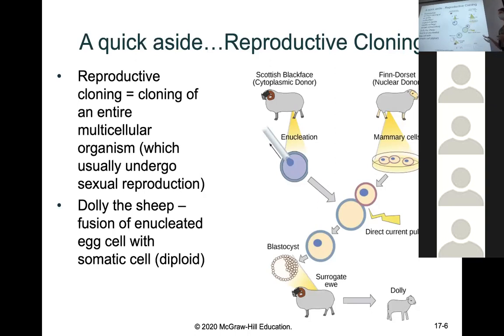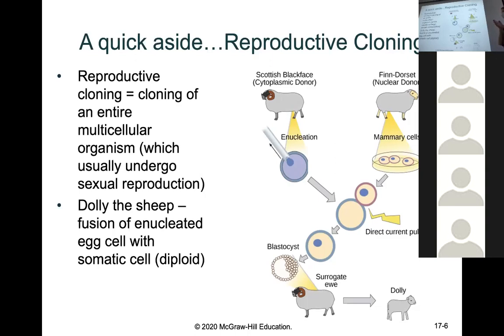Reproductive cloning involves the cloning of a multicellular, usually sexually reproducing organism, like a sheep. So you guys remember Dolly the sheep? That was a really long time ago for you probably, okay? That was like the early 2000s. So she was the first animal that was actually a clone. And I think it was in England they did this.